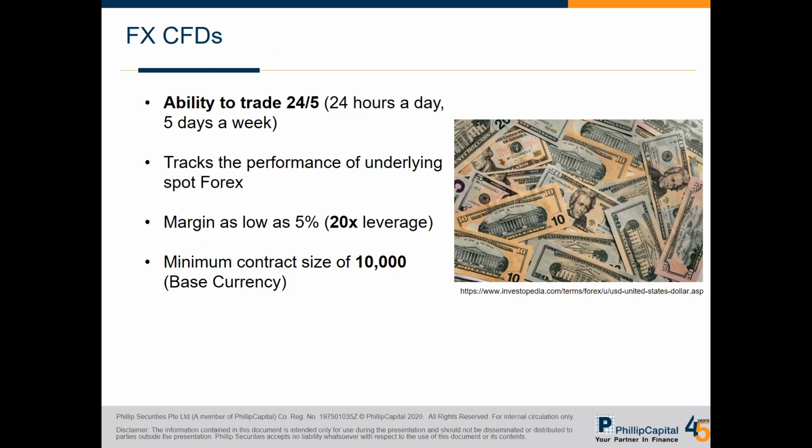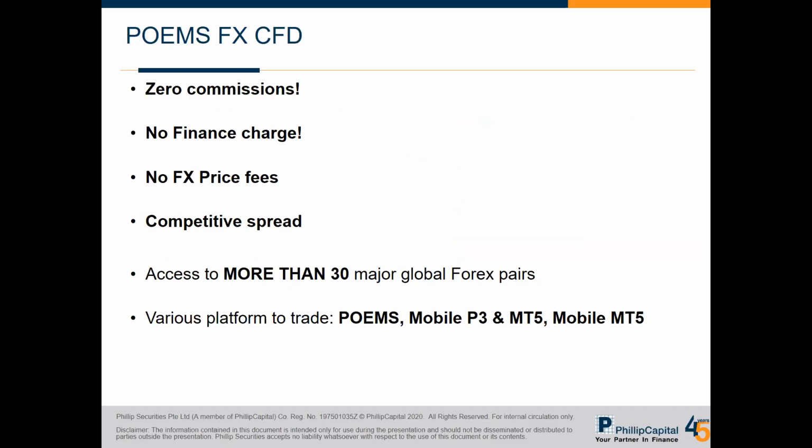If you have used our platform before, or are planning to, POEMS allows us access to more than 30 major global forex pairs, and it tracks the performance of the underlying spot forex. The margin is as low as 5%, which is 20 times leverage, and the minimum contract size is 10K of the base currency. There is zero commission for every buy and sell you make with forex, and no finance charges. We offer competitive spreads too, and we have various platforms to trade on, like POEMS, Mobile P2, MT5, and Mobile MT5.